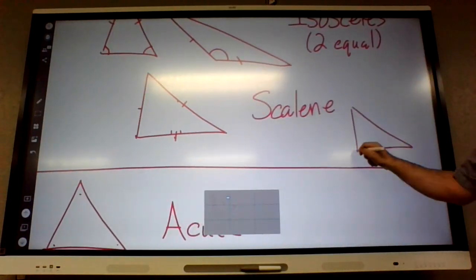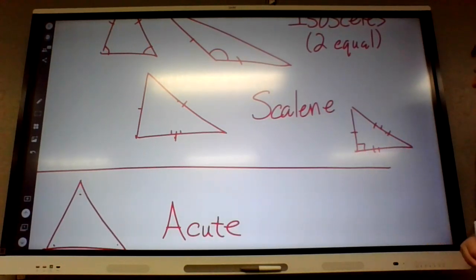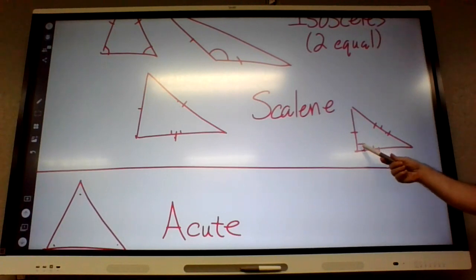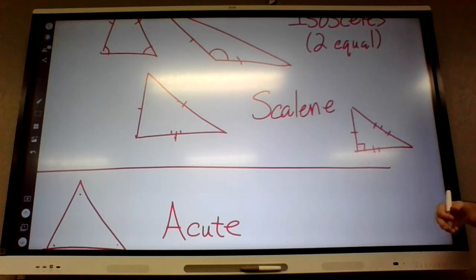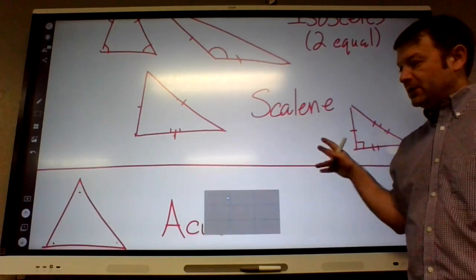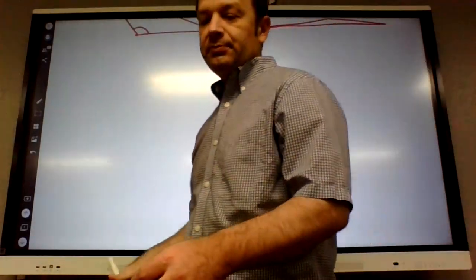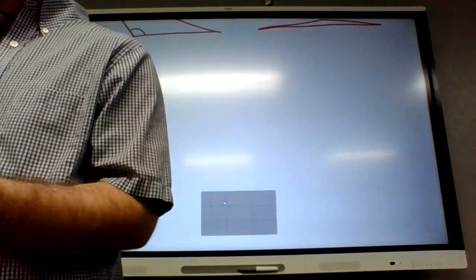This would be a what? Right. So when there are multiple lines, it's a right scalene. So one right angle, three different sides. Okay. All the angles add up to 180.